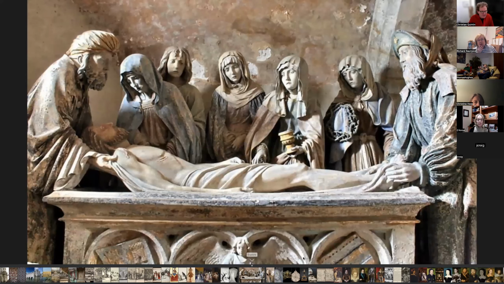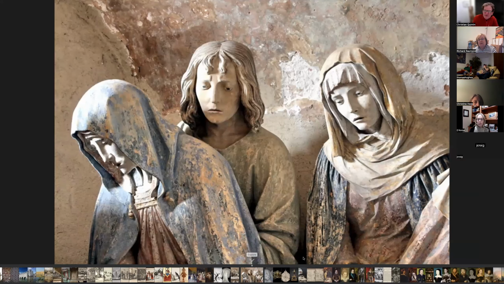This is the Maître de Chaource, meaning the master of a place called Chaource. We don't know his name. He's an unidentified sculptor of the 15th century. And this is Saint John the Baptist, which is placed in his coffin. And I wanted to show you a few details so that you can appreciate how exquisite these sculptures are.